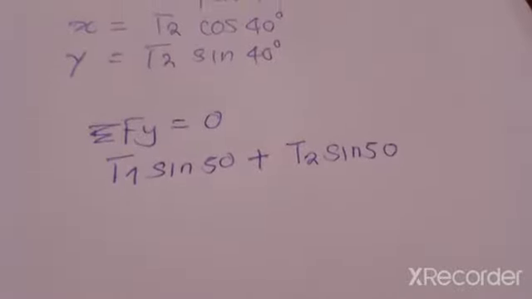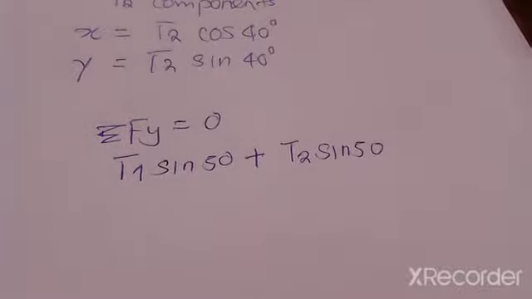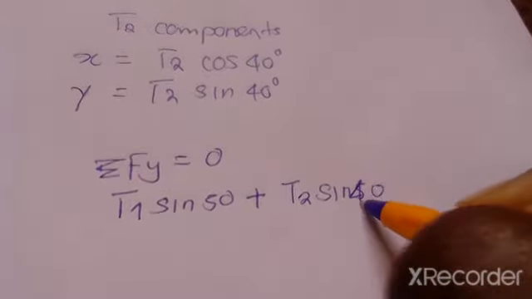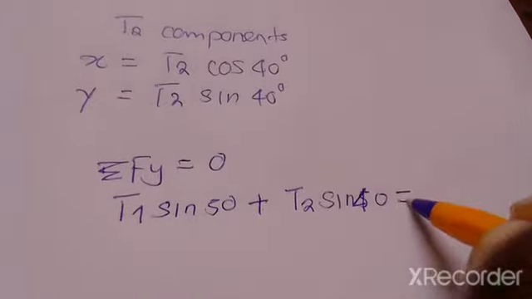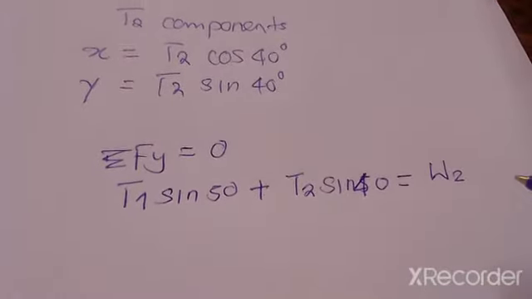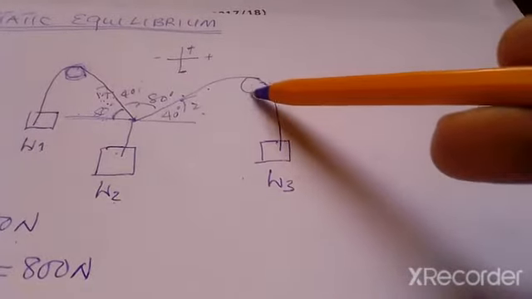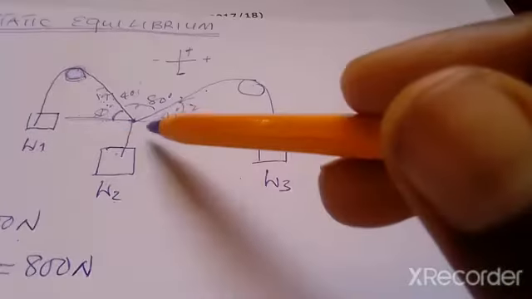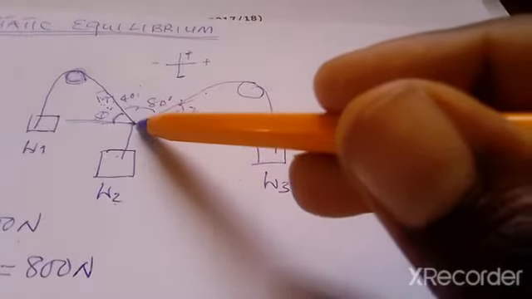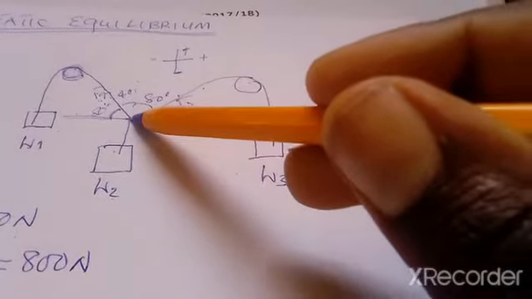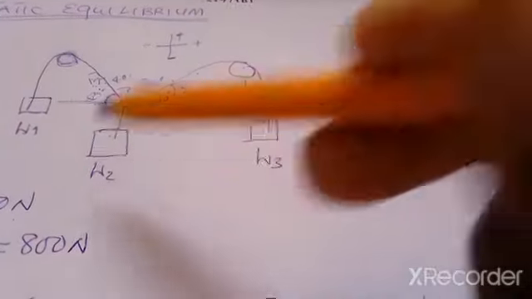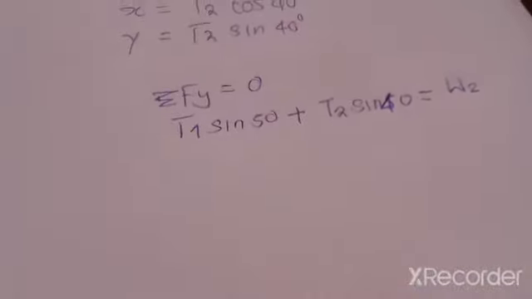So we can say here that T1 sine 50 plus T2 sine 50, no, this is supposed to be 40, T2 sine 40, is going to be equal to weight 2. Take note, I did not include weight 3 because weight 3 is taken with reference to another point. We are just focusing on this point here, so we should just look at the forces acting on it, and that's T1, T2, and W2. So having this can help us to find the values that we want.